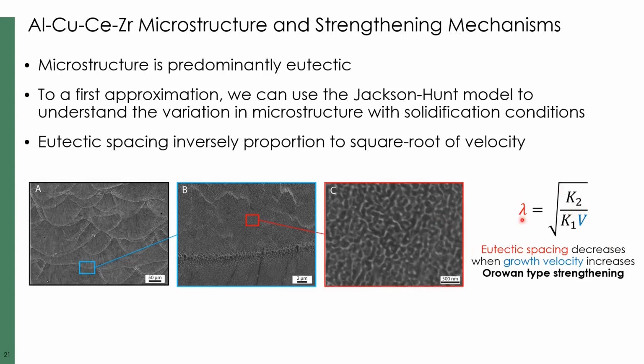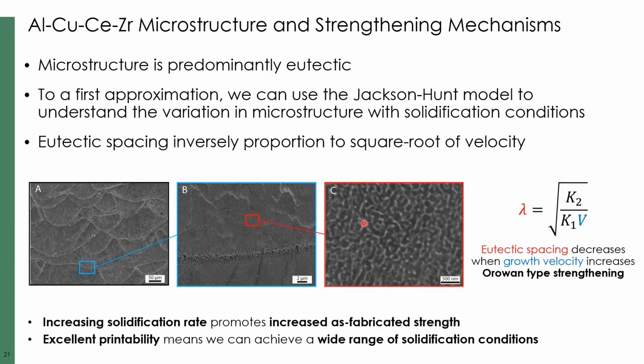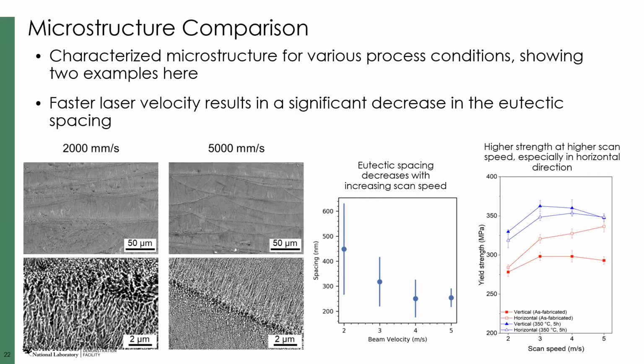So we expect that this will affect Orowan type strengthening in our alloy. By changing this velocity, we expect to get a variation in our mechanical properties. Our hypothesis here is that by increasing our solidification rate, we can promote an increased as fabricated strength. And because we've got an alloy that's designed for excellent printability, we should be able to achieve a very wide range of solidification conditions. So if we take a look at this experimentally, we see the type of microstructure that we get at different sets of processing conditions.